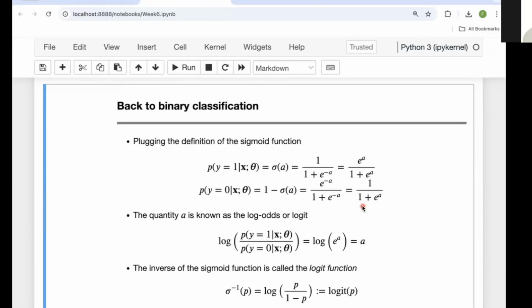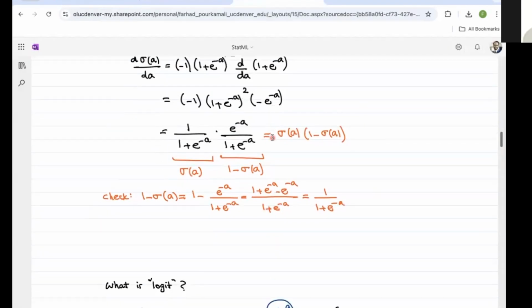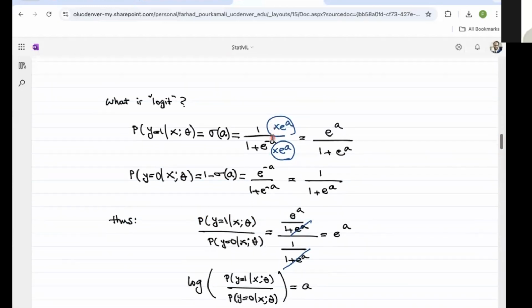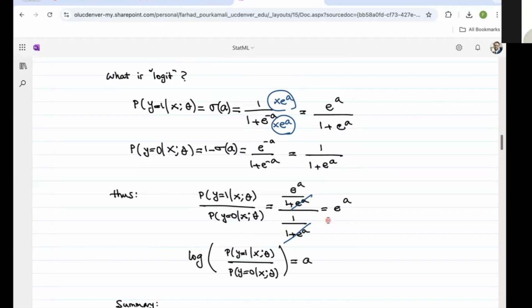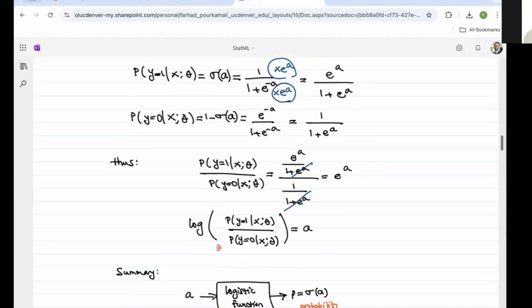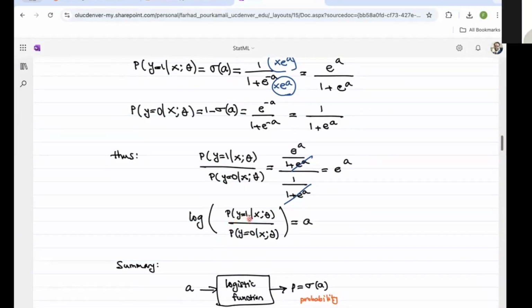And here, interestingly, let me show you this in our notes. That might be a little bit easier to follow. So we have these two probabilities. Now you can divide the probability of y equals 1 by the probability of y equals 0. And you can see that these two terms cancel, and you get e to the a. And now if you take the logarithm of both sides, you get to this point that log of the probability of y equals 1 over y equals 0 is equal to a, which is very interesting, right?